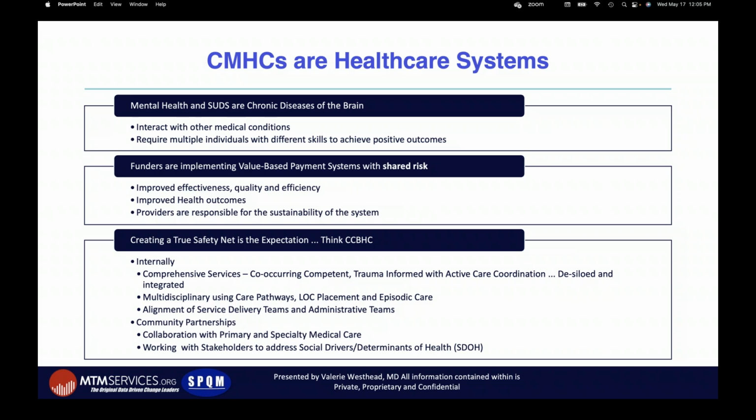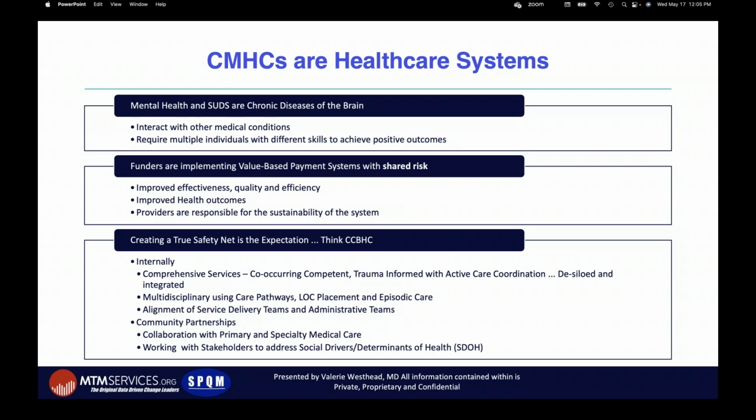It often falls on the medical director to be responsible for some critical community partnerships, especially when it comes to primary care and specialty medical care, and then working with stakeholders to address some of those social drivers, those determinants of health that our clients tend to have a lot of.